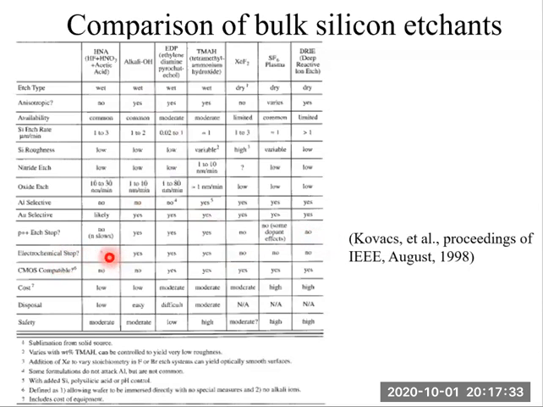Electrochemical etch stop: HNA, it should be no. KOH, yes, yes, yes, similar to boron etch stop. Wet etching, no, no, no. Same for CMOS compatibility: HNA, no. KOH, no, because of the potassium ion. EDP, yes. TMAH, yes. And dry etching, same, compatible.